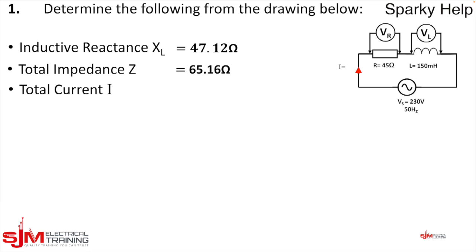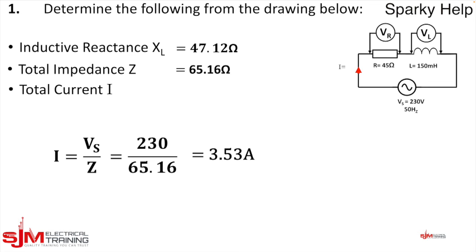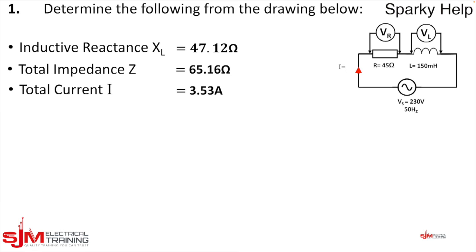How do we work out the current? Well, we use the old tried and tested formula of Ohm's law. So it's voltage divided by the ohmic value. In this case, we divide by Z. So 230 volts divided by 65.16 gives us 3.53 amps that will flow round this circuit. So that's that one done.